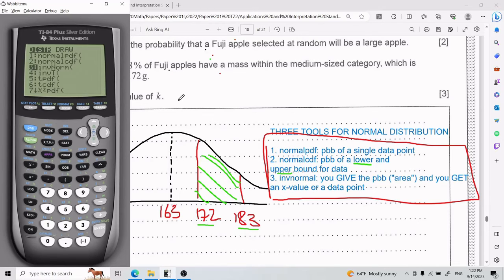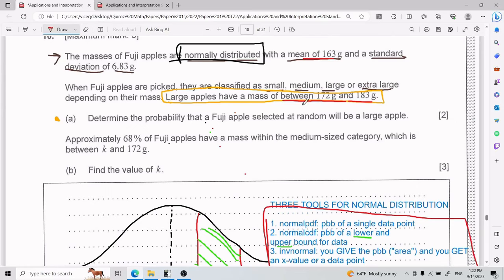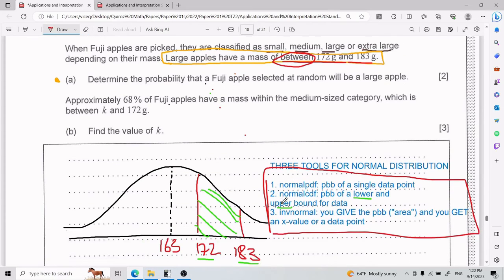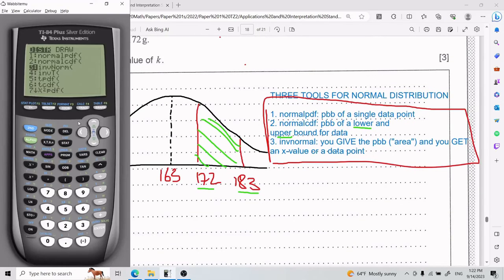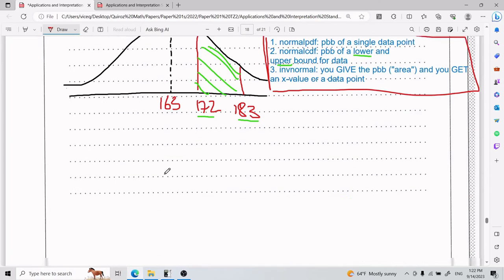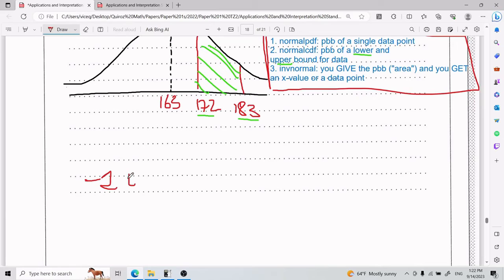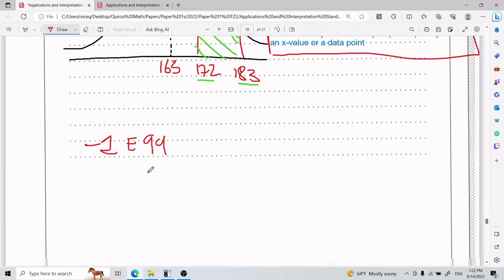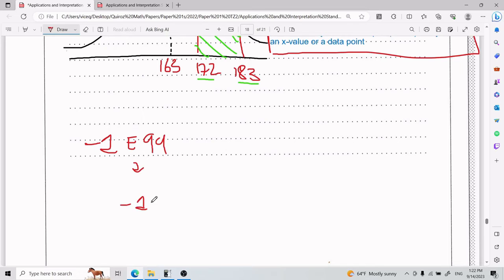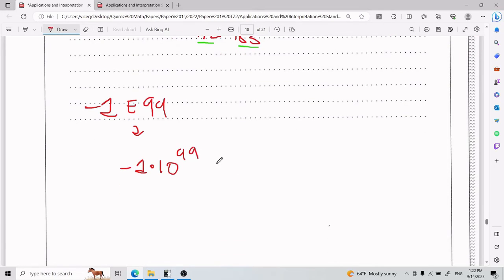All right, cool. So for part A, because we're talking about a between, ¿cierto? keyword between, for 172 and 183, we would use normal CDF. So just as I'm following the graph here, I open up normal CDF. It asks for lower and upper. Now, just so that you guys know, when it says -1E99, that translates to -1 times 10 to the power of 99, which is, as you may guess, a very, very small number, okay?